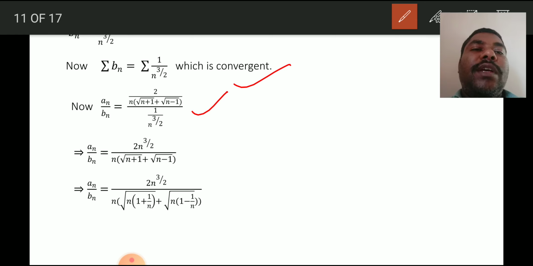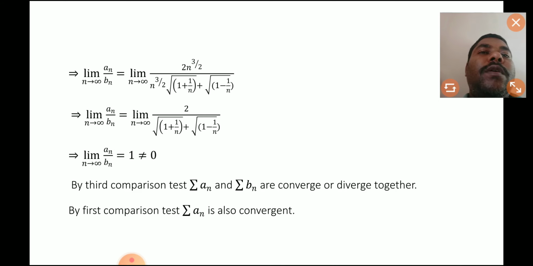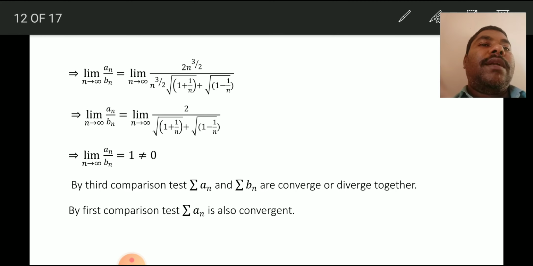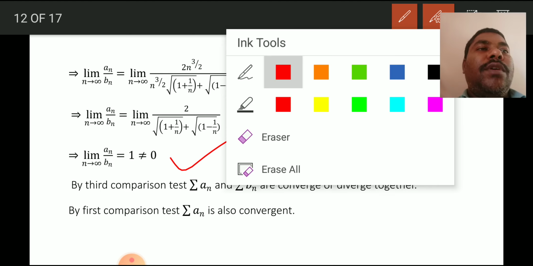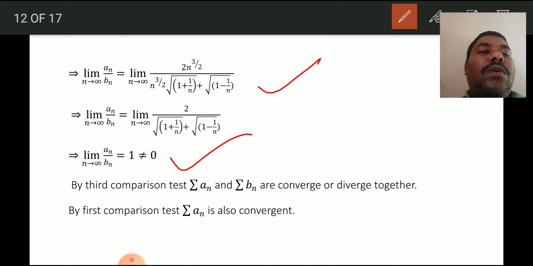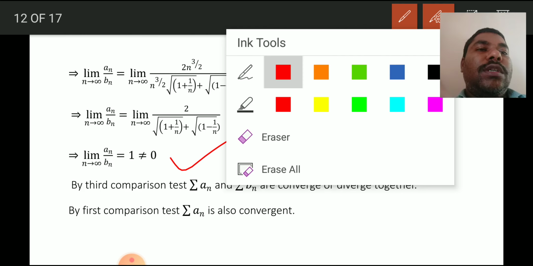So after simplification we have an by bn is equal to 2 into n raised to 3 by 2 by n into square root of n into (square root of 1 plus 1 by n plus square root of 1 minus 1 by n). Next, apply the limit on both sides. So we get 1, that is not equal to 0. By the third comparison test, summation an and summation bn converge or diverge together. So by the first comparison test, summation an is also convergent.